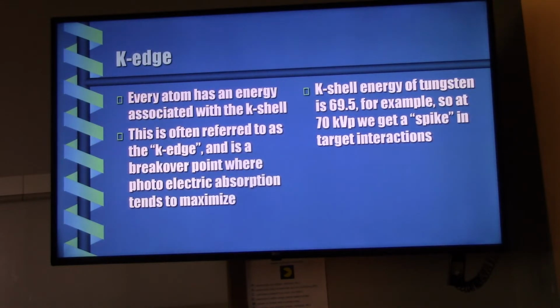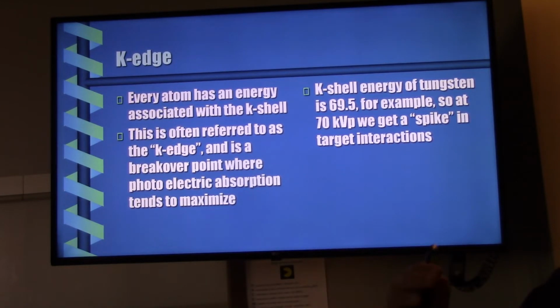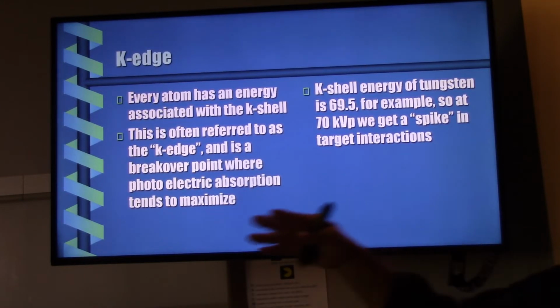Okay, now the K-edge. This is important, and now we're getting to the part that the books don't really explain all that well. Every atom has an energy associated with the K shell, 15, 20 keV, whatever it happens to be. This is referred to as the K-edge, and this is a breakover point. As you're increasing your X-ray energy, when that energy starts approaching the K-edge value, you're going to wind up having more interactions all of a sudden.